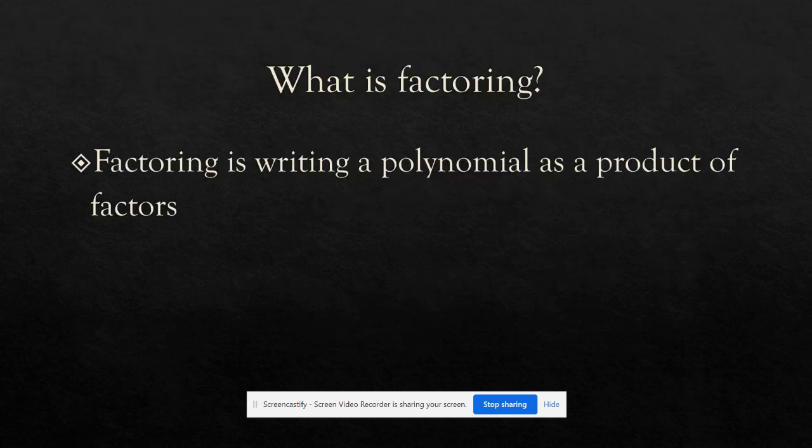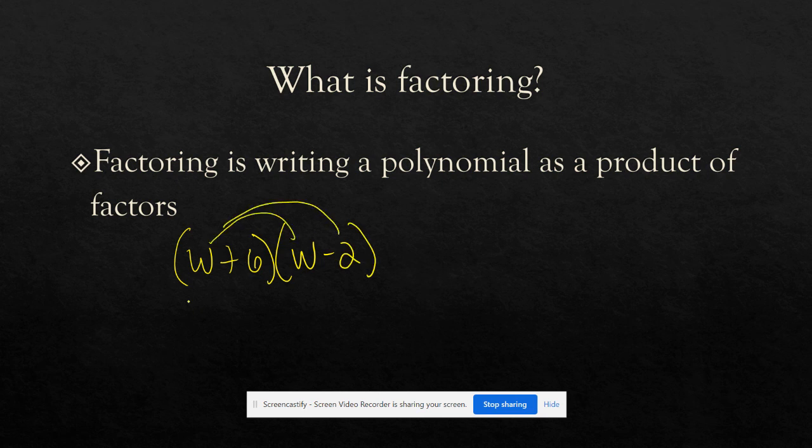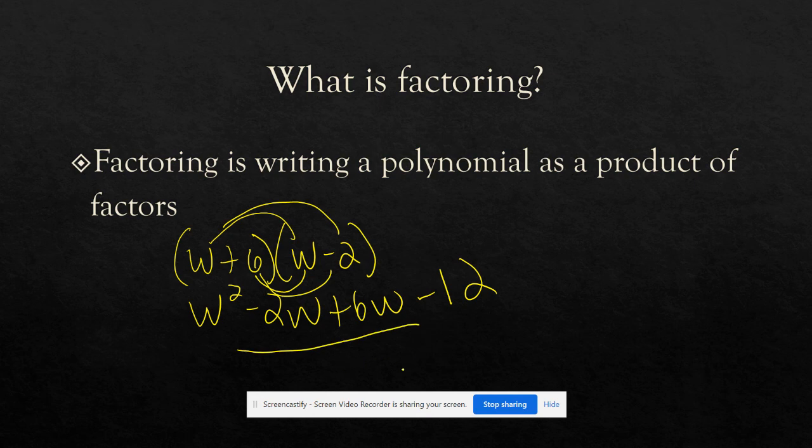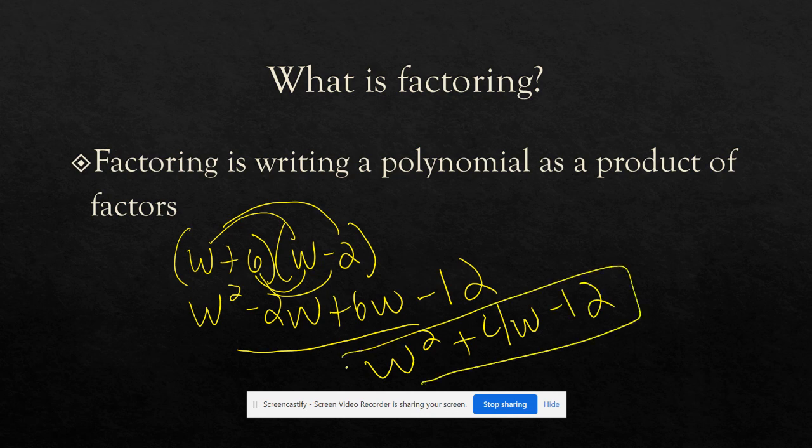So what is factoring? Well, factoring is writing a polynomial as a product of factors. Basically, in the first part of our unit, we said, if I had W plus 6 times W minus 2, and we multiplied, we got W squared minus 2W plus 6W minus 12. And here are our common terms. So negative 2 plus 6 is 4. And we got this answer. We multiplied and got an answer.